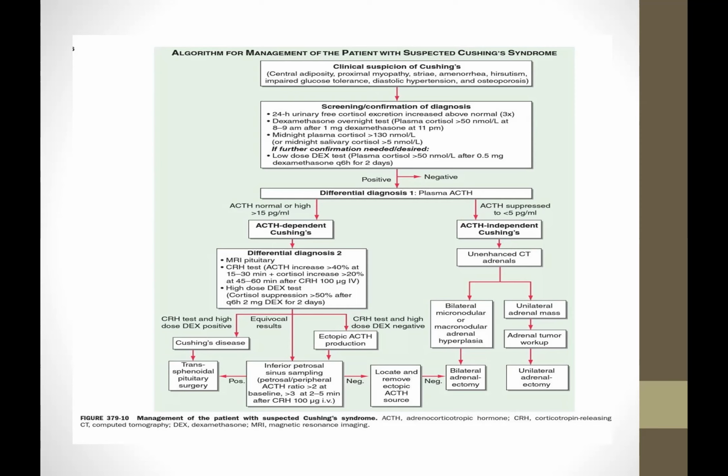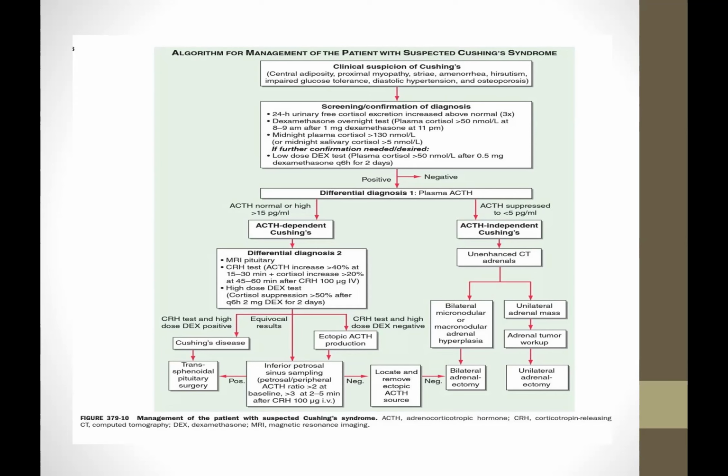In case of macroadenoma, that is more than 1 centimeter, we'll find the lesions in MRI. Whereas in microadenomas, we cannot find the lesions in MRI. Then if MRI is positive or suggestive, we'll label it as Cushing disease. If it is equivocal or negative, we will do the inferior petrosal sinus sampling test.